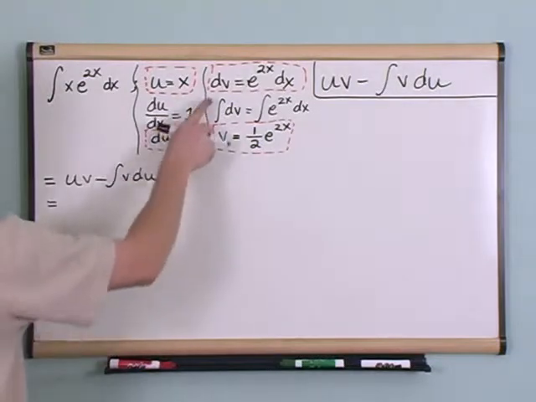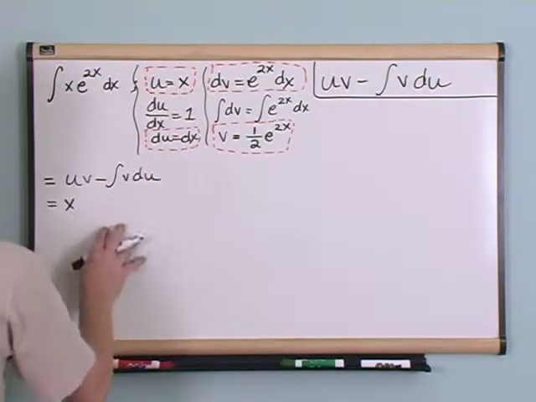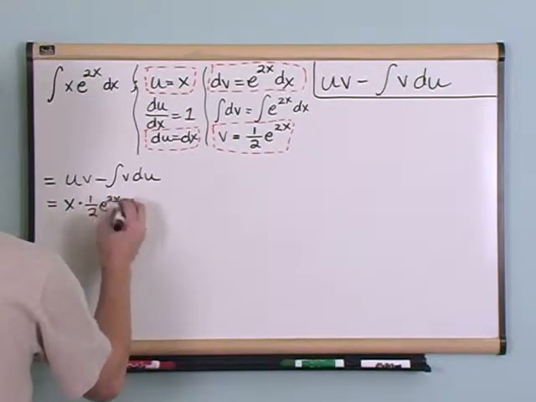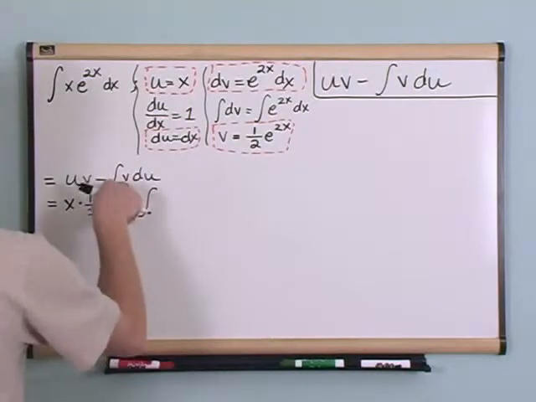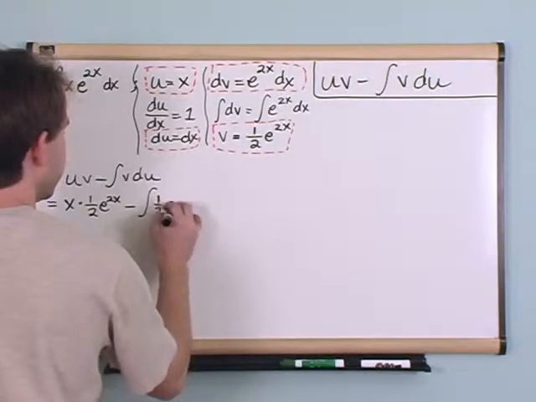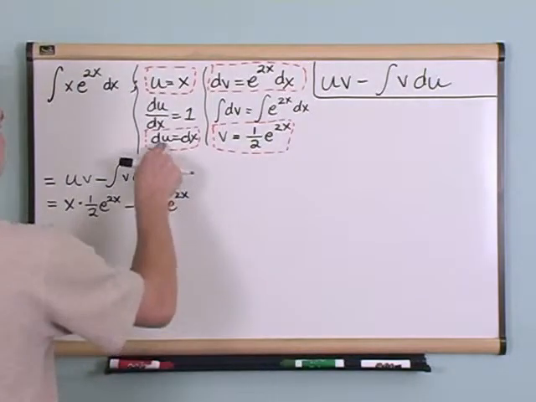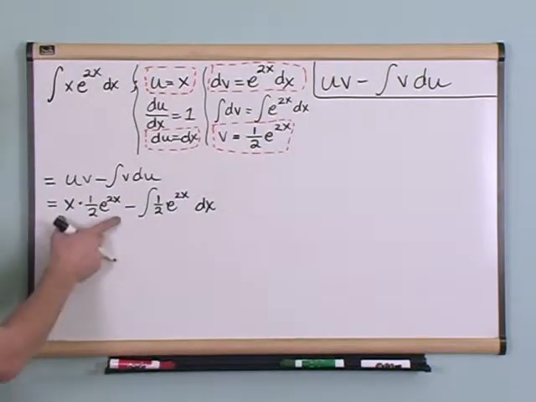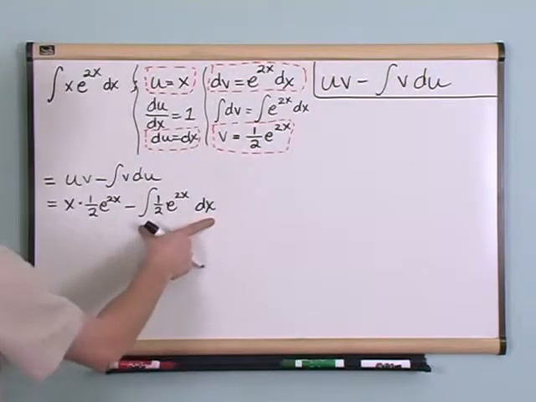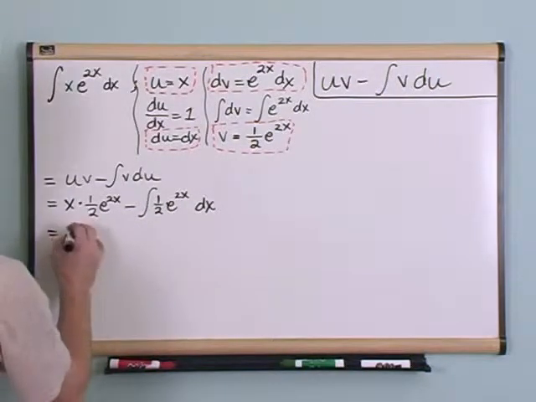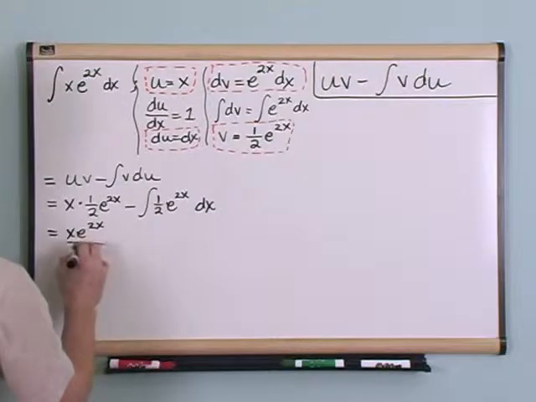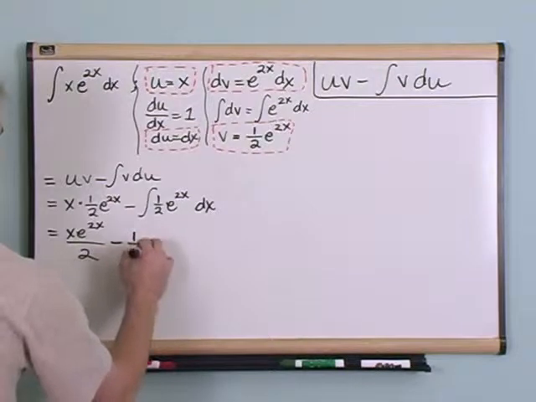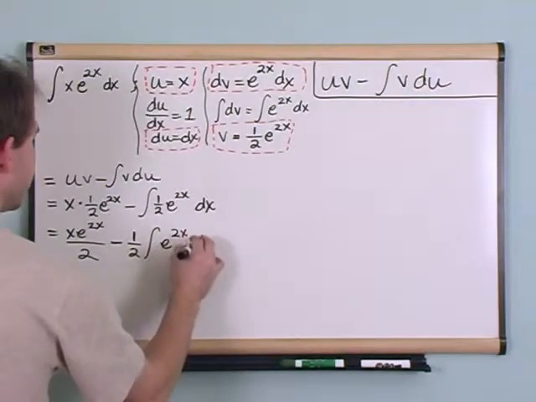So the answer is u, which is x from here, times v, which is 1/2 e to the 2x, minus the integral of v, which again is 1/2 e to the 2x, times du. Du in this case is just dx. Okay? So we have some junk out front and we have another integral to do. Okay, so let's clean it up a little bit. What you'll have is x e to the 2x over 2, that's all this is, minus this 1/2, I'm going to pull it out, 1/2 integral e to the 2x dx.